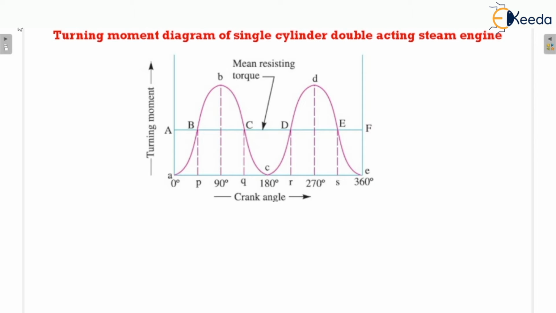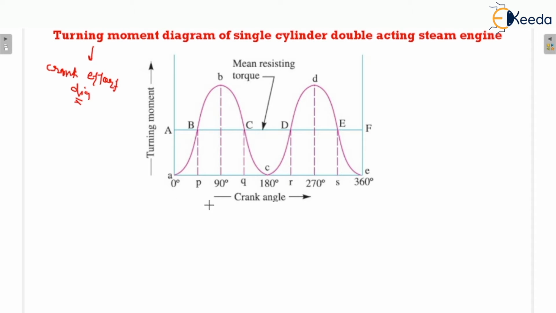First, let me tell you about the turning moment diagram. This is also known as the crank effort diagram. It is a graphical representation of the turning moment, or the crank effort, for various positions of the crank.